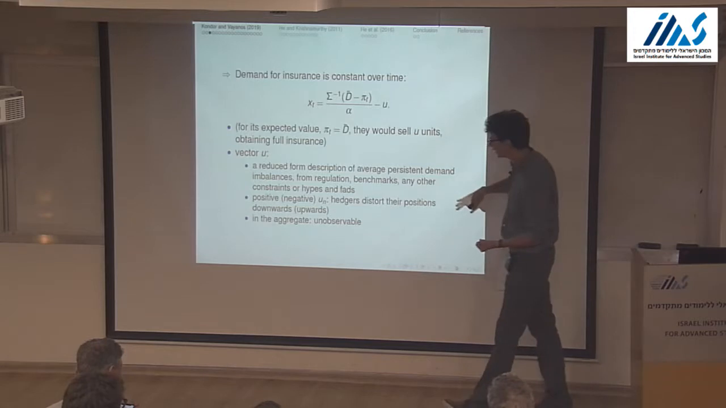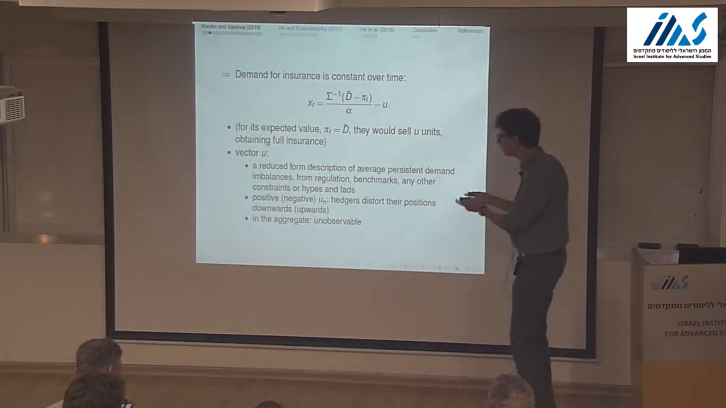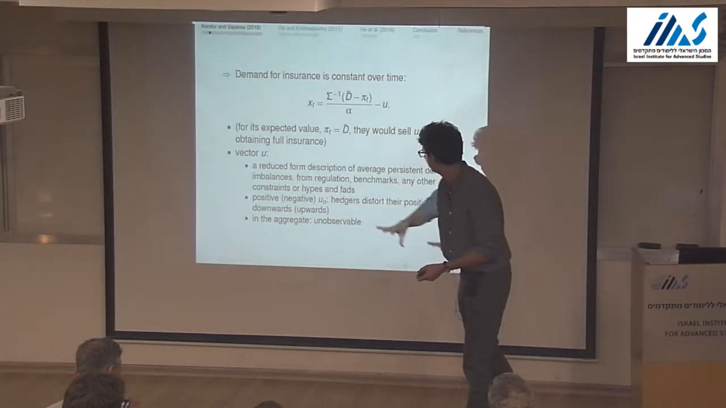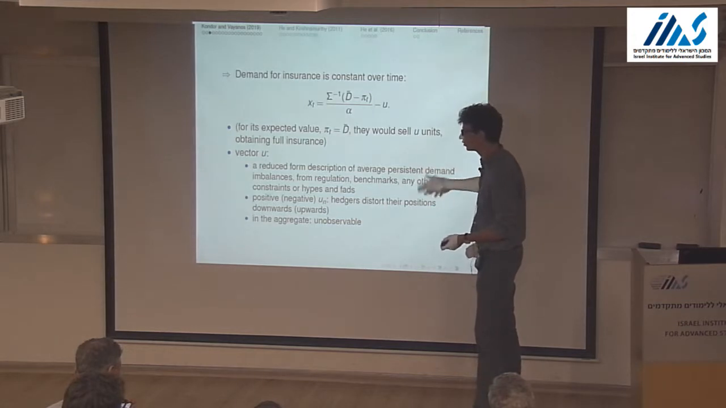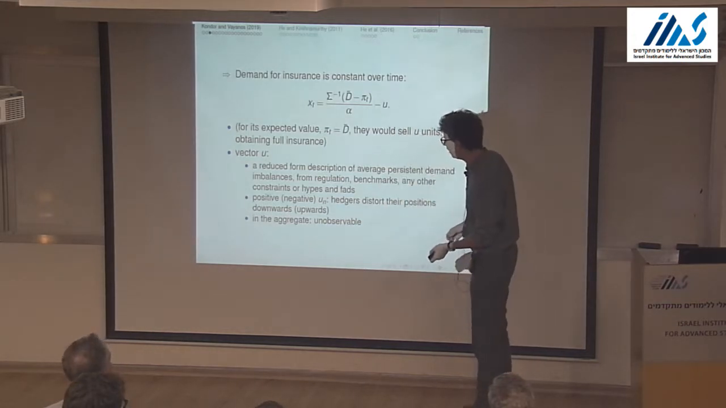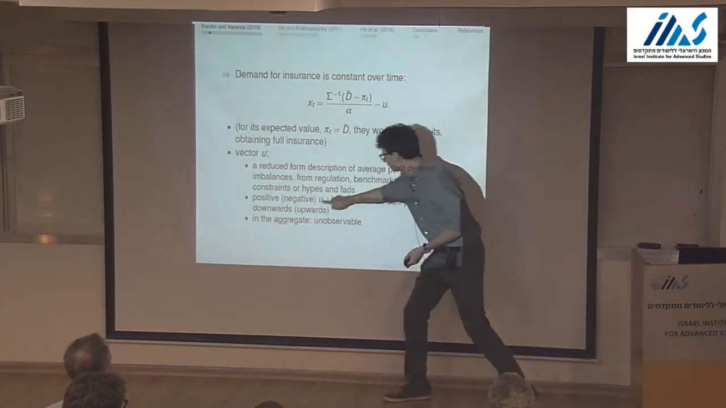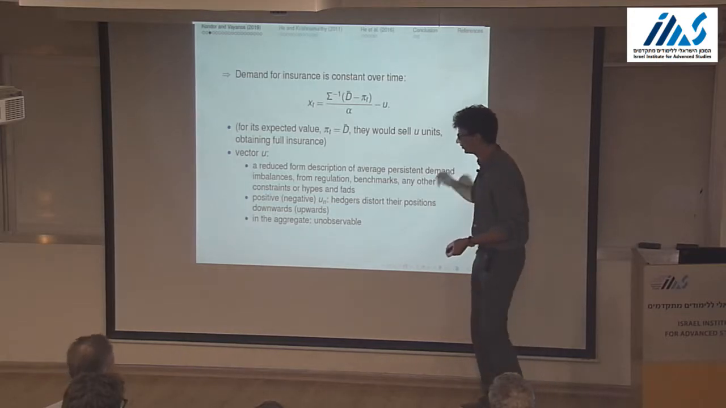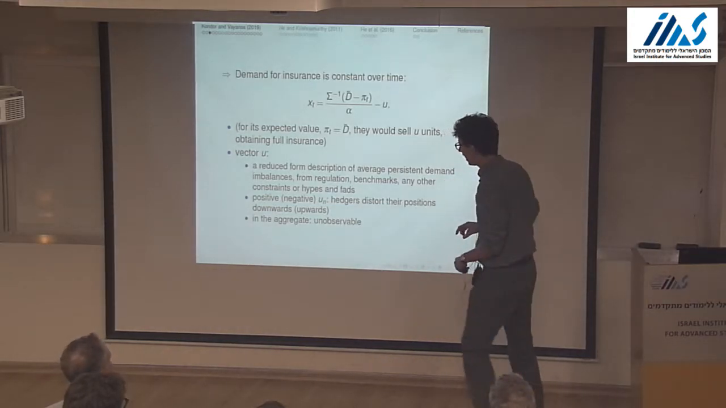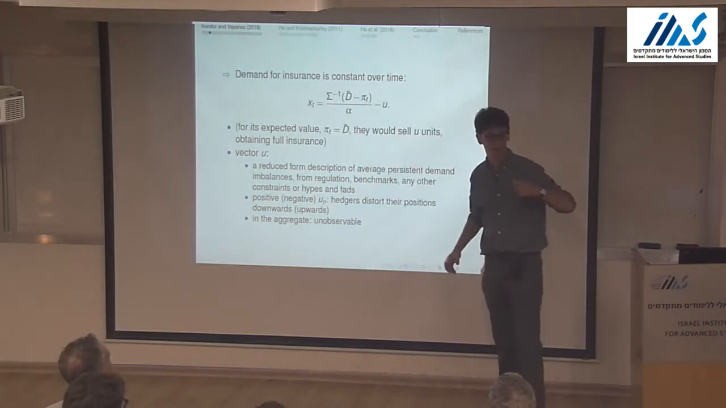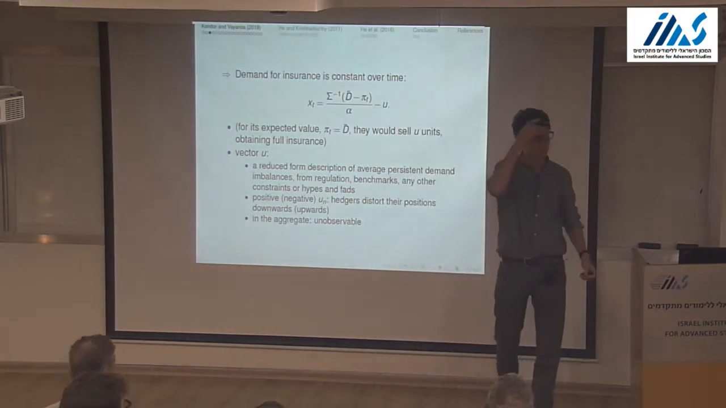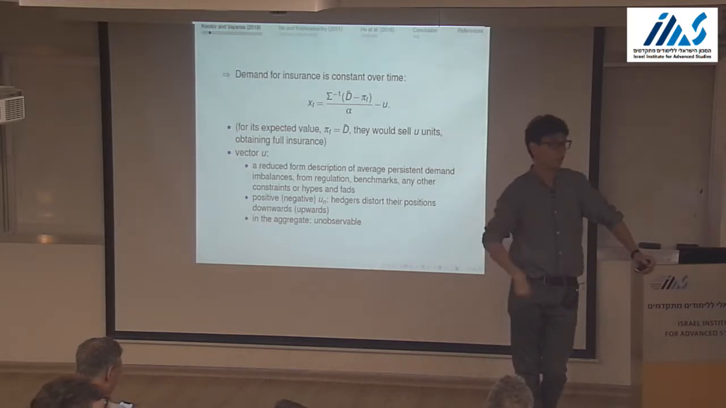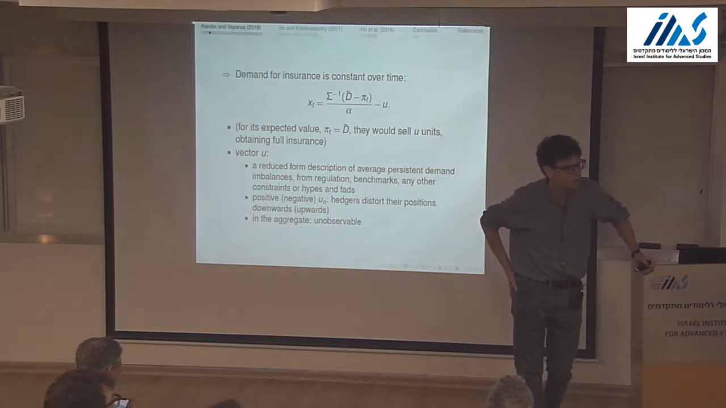The way you understand it is what I said at the beginning. This is a reduced-form description of an average persistent demand imbalance in one particular market, which comes from regulation, benchmarks, any other constraints, or hypes, or fads, or anything like that. Whenever any component is positive, it means that hedgers distort their positions downwards, so they are selling that asset. And whenever it's negative, they are buying that asset, more than they should. Or price-sensitive risk, whatever you want. Yes, price-sensitive noise traders, that's what you said.